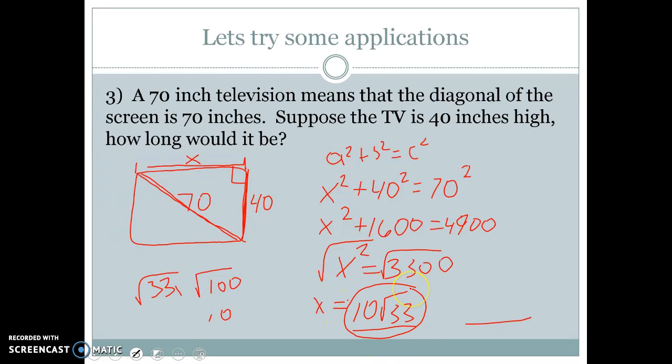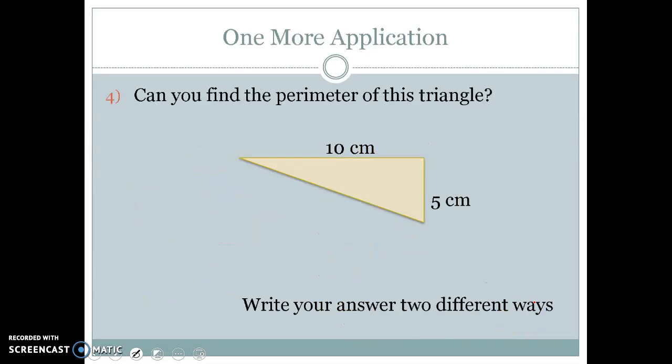But if I want to figure out what this is as a decimal, I would just take the square root of 3,300 on my calculator, which is 57.45. And so it would be 57.4 feet wide. Not feet, inches wide. And so that's how I can figure out the diagonal, the length of the television set. Let's do one more question here.